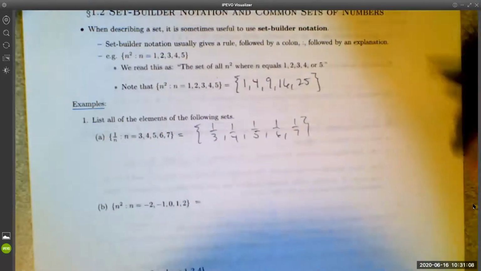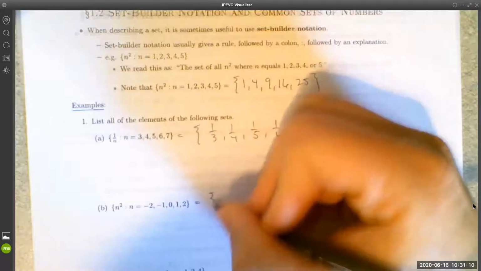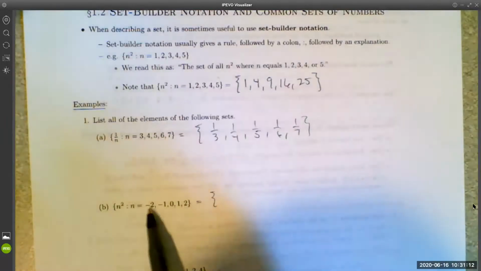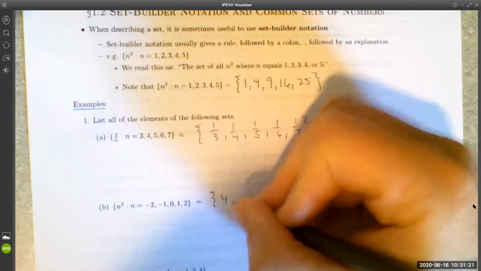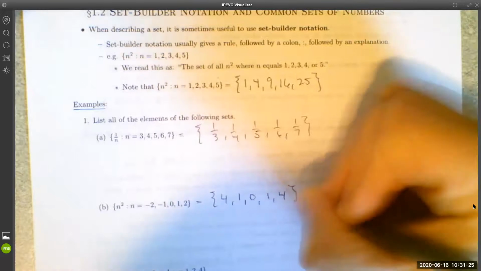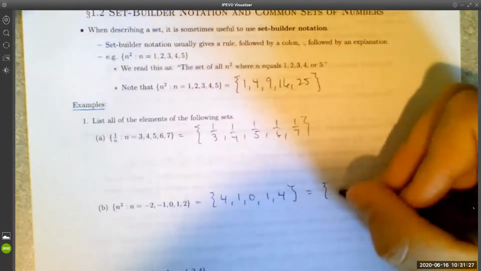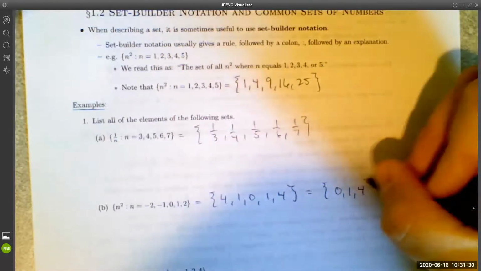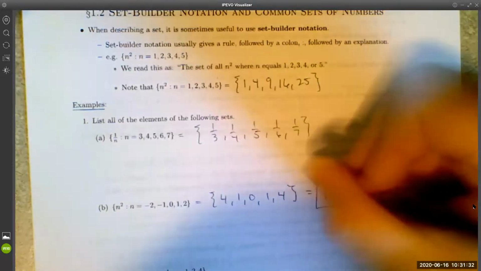On part B, there's maybe a little bit more to do. And remember, if you square a negative number, you get a positive number, right? Negative 2 squared is negative 2 times negative 2, which is a positive 4. We get 4, 1, 0, 1, 4, but then I'm just going to rewrite this without the repeats. 0, 1, and 4. That's my final answer.